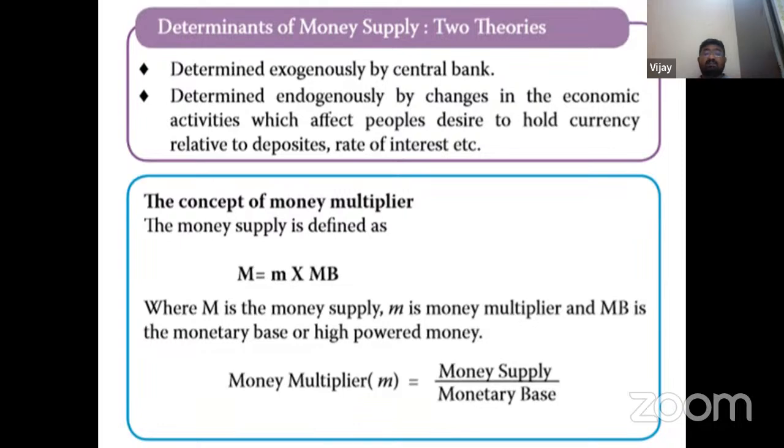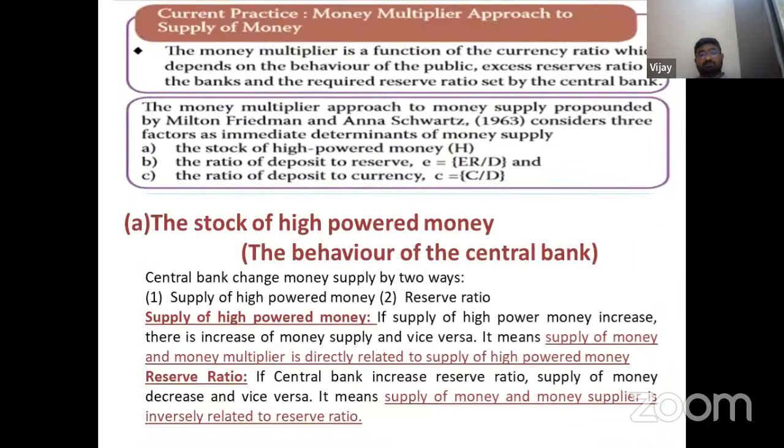So money multiplier is nothing but money supply divided by monetary base. For example, 2,500 crores is money supply, monetary base is 500 crores. Then money multiplier will be 5 times. Always the multiplier will be in terms of times. Stock of high powered currency, that is what I said, with more supply of high powered currency, my money supply will increase. So it is directly related.